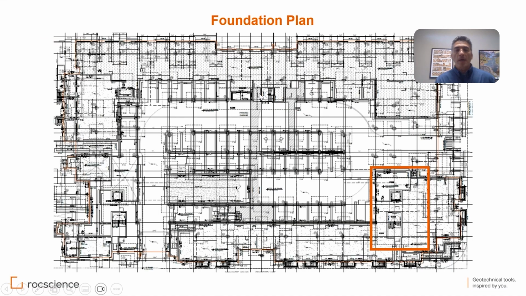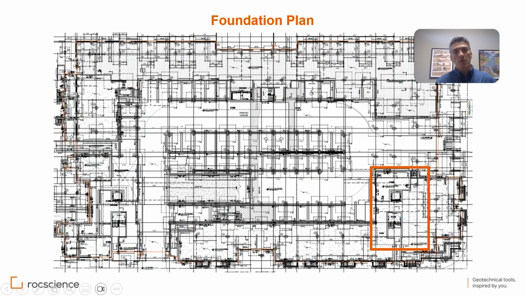So here's a foundation plan. As I mentioned, even with 8,000 PSF, and I apologize, it's hard to see, but you can see here all the spread footings. So even with 8,000 PSF, the footings were really close to each other. So if ground improvement was not used on this job, the footings would be touching each other. So that's the reason why they recommended the ground improvement.